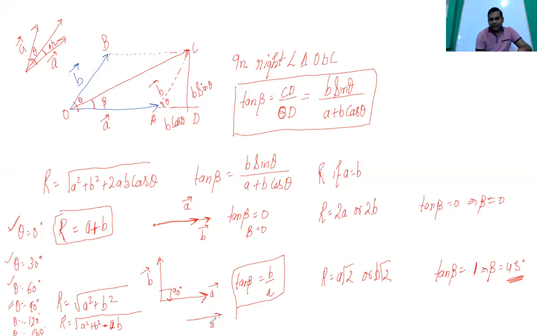Suppose this is your A vector and this will be your B vector. These are the A vector and B vector. This will be the case. And if you are talking about the resultant, then you have to write the formula. There is no specificity in the formula; you have to just apply the formula.